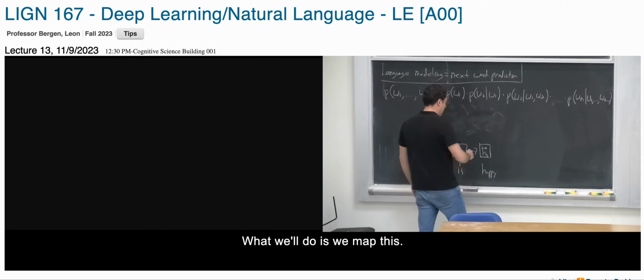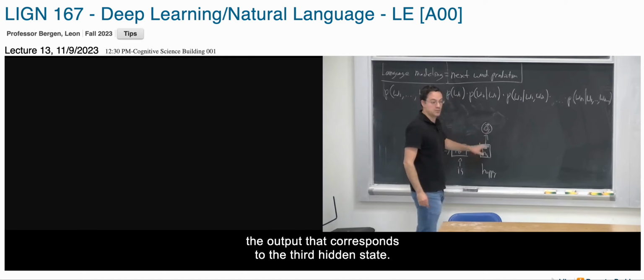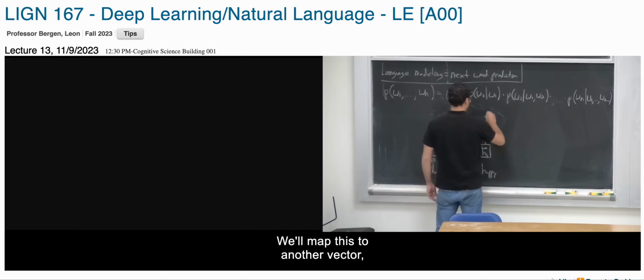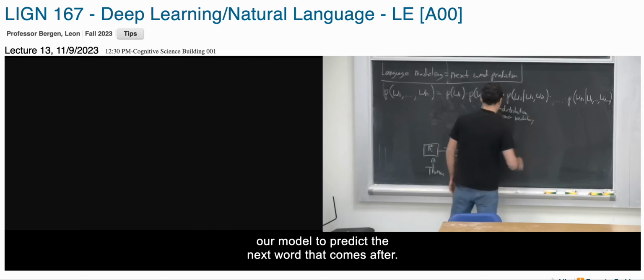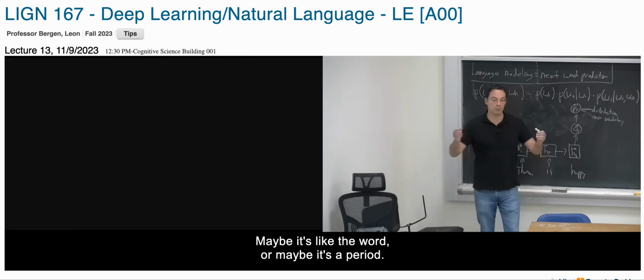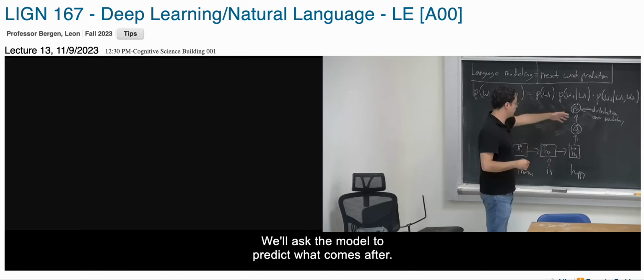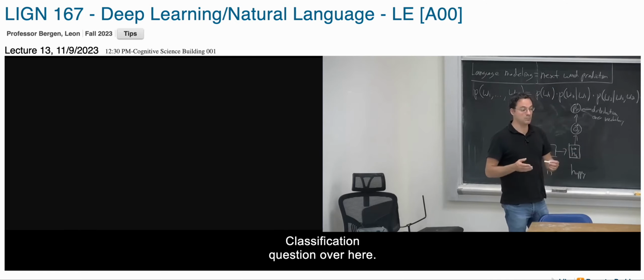So what we'll do is we'll map this to, I'll put in a little circle here, an O vector. I'm going to call it O3, because it's the output vector that corresponds to the third hidden state. And we'll map this to another vector, which is P3. P3 will be a distribution over the entire vocabulary. So we're asking our model to predict the next word that comes after happy. Maybe it's the word and, or maybe it's a period. It's not necessarily a word, it's just a token. So we'll ask the model to predict what comes after happy. Good, so this is a classification problem, right? We have a correct answer. There are only finitely many classes that the correct answer can fall into. Classification. A question over here?